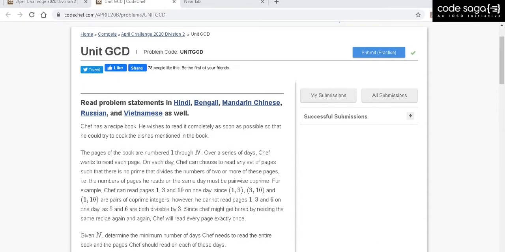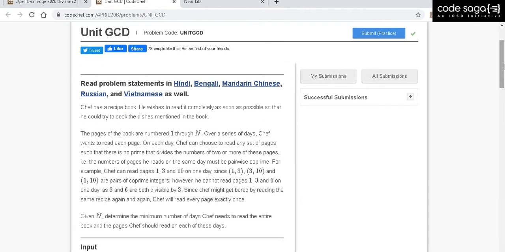Okay, so the next question we have is unit GCD. The gist of this problem statement is chef has given a book which contains n pages numbered 1 through n. What chef wants to do is read all of these pages, but there is a condition on the pages he can read in one day. So the condition here is chef can choose to read any set of pages such that there is no prime that divides the number of 2 or more of these pages. What that means is that for any 2 pages that he reads in a day, the greatest common divisor GCD, or HCF, highest common factor, will be 1.